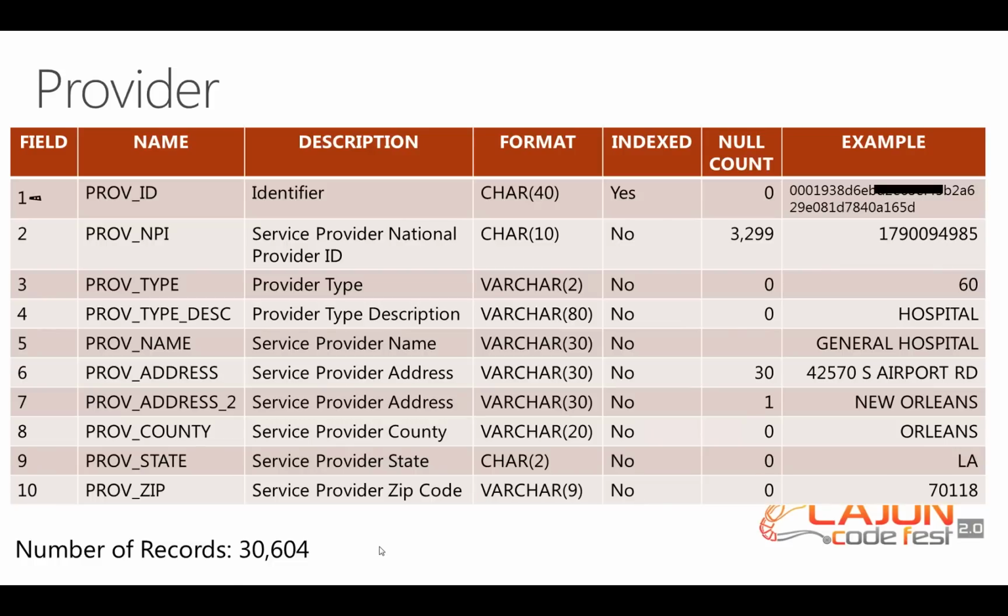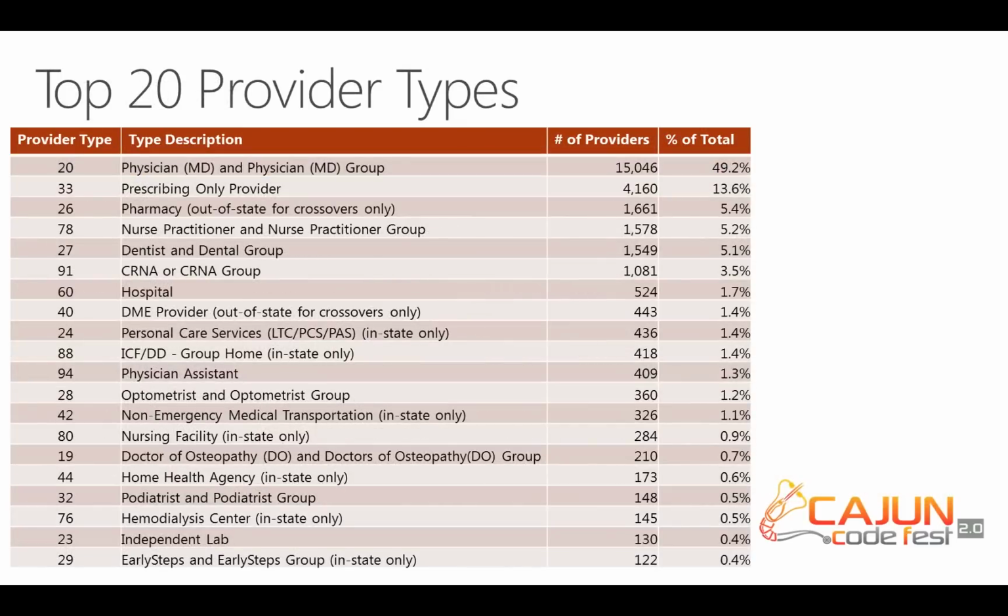Well, then I will just point out that, again, we have about 30,000 providers in this data set for you to use in your application development. This is just a listing of the top 20 provider types, ranging from physicians to those physicians who only prescribe medication, to pharmacies, to dentists, to certified registered nurses, hospitals, durable medical equipment, personal care attendants, etc. In the data dictionary, you'll see a complete listing of all provider types. You will notice that physicians make up a majority of those who are submitting claims on behalf of an individual.